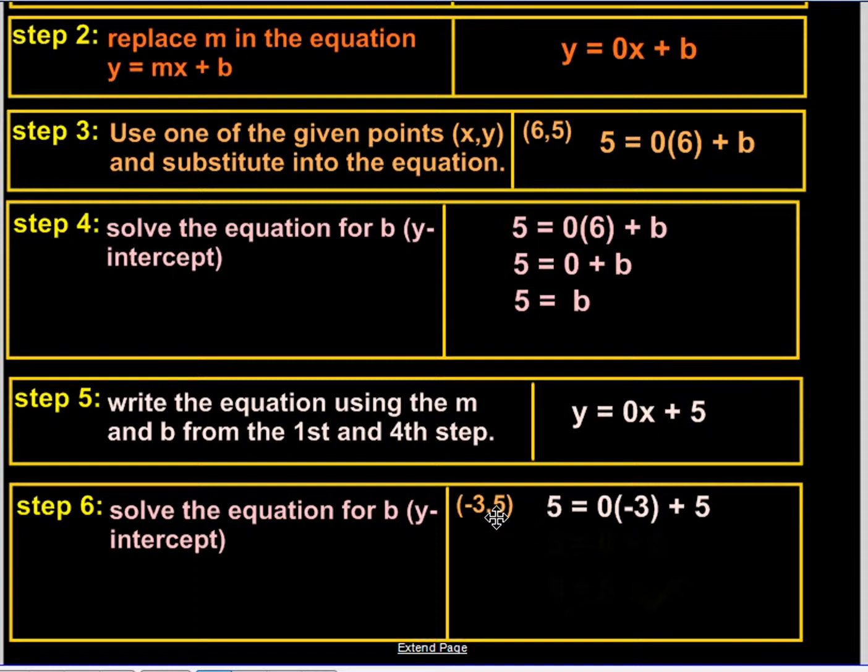So I have (-3, 5). So -3 is my x coordinate, so that's going to go here where x would be. And 5 is my y, that's going to go here. I then proceed to do the equation. I have 5 equals 0 plus 5, which, as you can see, 5 equals 5. So my check works out. I am good.